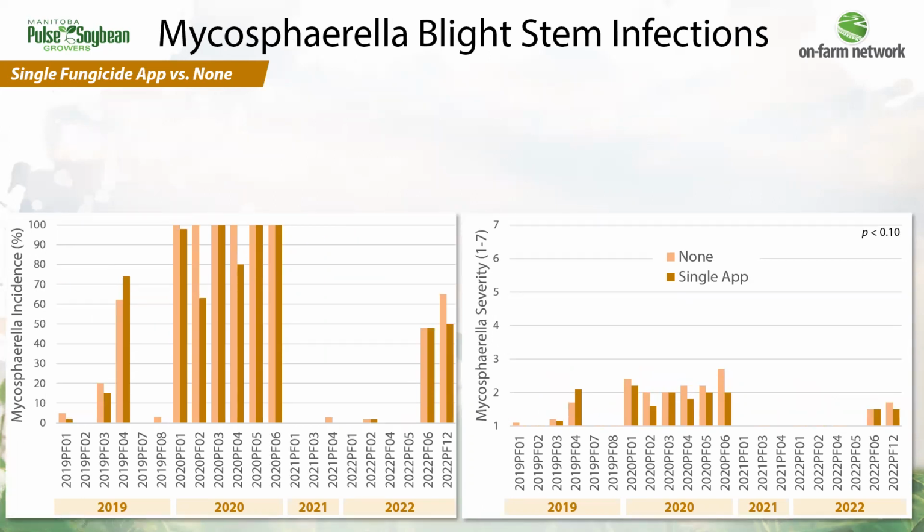Stem infections were rated separately, and that's what we're showing here for each trial, with again the percent of plants infected, or the incidence, on the left, and the severity of that infection on the right. Stem infections overall were less common than foliar infections. Stem infections of Mycosphaerella blight were also most common to see in 2020.